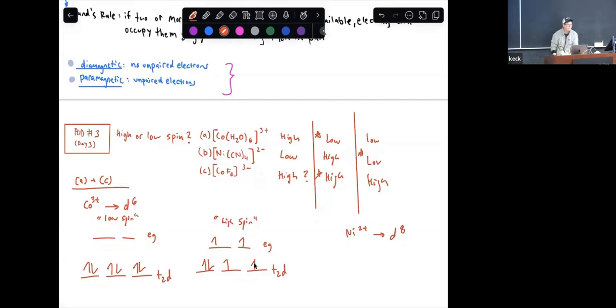Yeah, it's supposed to be T2g instead of T2T. Thanks. And the other one was high spin.